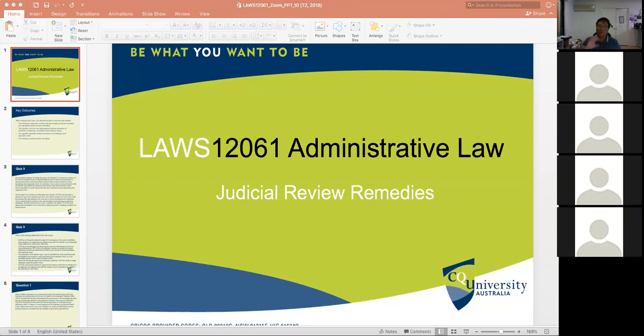So in other words, when the Federal Circuit Court or the Federal Court of Australia exercises judicial review on the basis of the Administrative Decisions Judicial Review Act of 1977 Commonwealth, they are no longer as restricted as they would have been in terms of providing judicial review remedies had they been exercising, for example, common law judicial review remedies. So these are things we need to examine tonight.